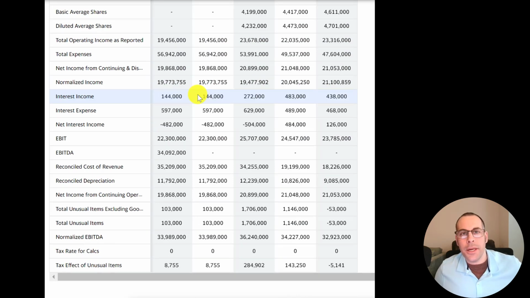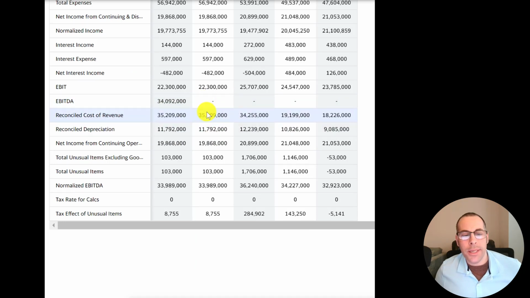Interest income is the interest the company received on its investments. Interest expense is the interest they pay on their debt. Net interest income is interest income minus interest expense. EBIT is earnings before interest and taxes. Reconciled cost of revenue is the same as cost of revenue. I'm not exactly sure what this is. Reconciled depreciation is the same as their depreciation.